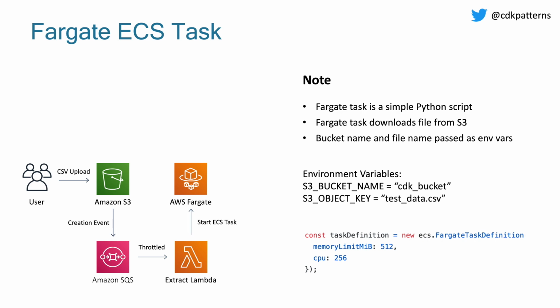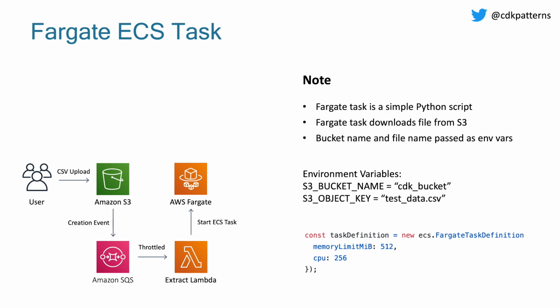Jumping back then to our EventBridge-etl pattern, let's just recap on where we are in the flow. Our extract Lambda has just received a message from SQS containing our file name and our bucket name. It now is going to kick off a Fargate ECS task. This task is just a simple Python script that uses the AWS SDK to download our file from S3. It knows where the file is because our extract Lambda passes in file name and bucket name as environment variables.